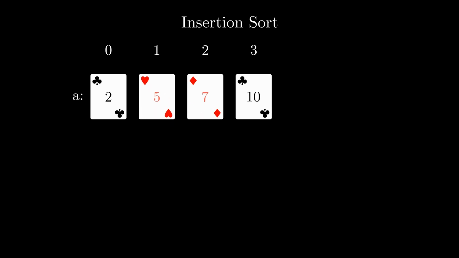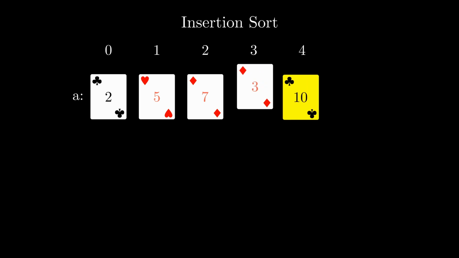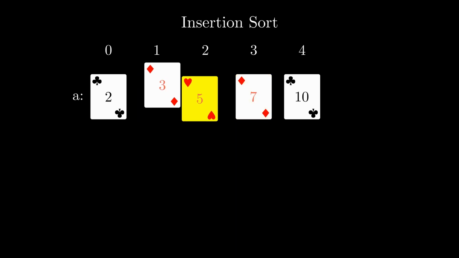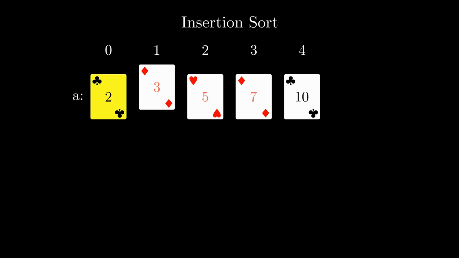So having this set of cards and the new card, we would start from the last card and start comparing the value of the new card to the value of the current card. As long as the value of the new card is smaller than the current one, we will move it to the left. And as soon as we get to a point where the value of the new card is larger than the current one, we will know that we've found the correct place for our new card.